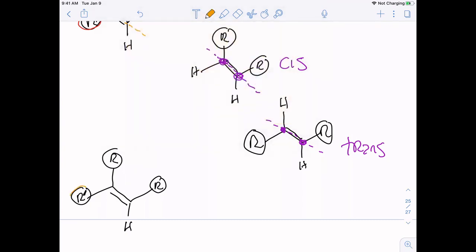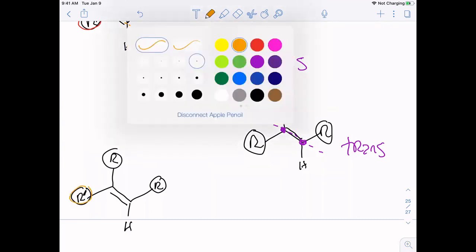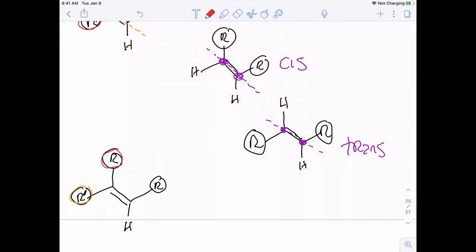Let's color code them. So let's make this one orange, and we'll make this red and purple. So the orange R group and the purple R group are trans to each other, but the red R group and the purple R group are cis to each other. So these do have stereoisomers, but they're just not cis trans stereoisomers. We would have to use a different naming system.